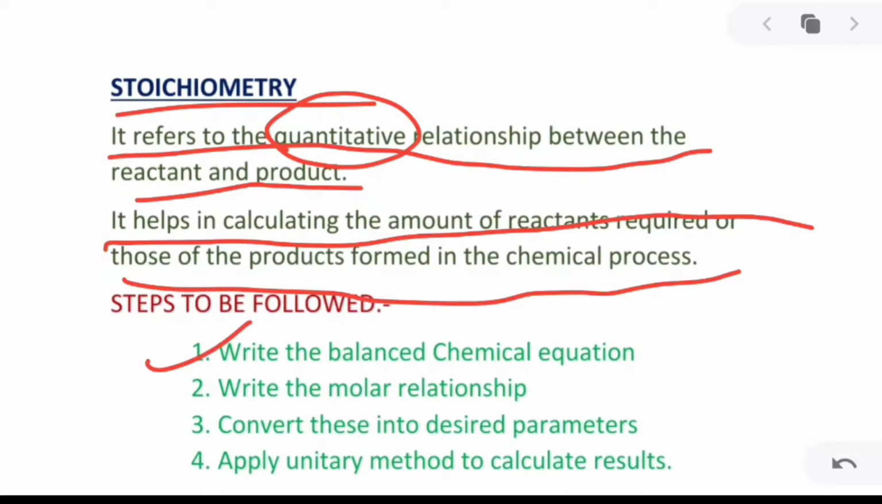Then the second step is to write the molar relationship. The third step is to convert this into desired parameters, and the fourth step is to apply the unitary method to calculate the results. Now I know you haven't understood these four steps properly, so let's take an example to understand each step properly and clearly.